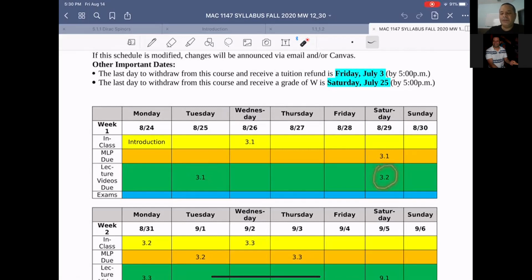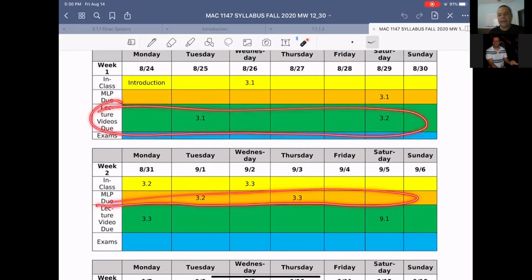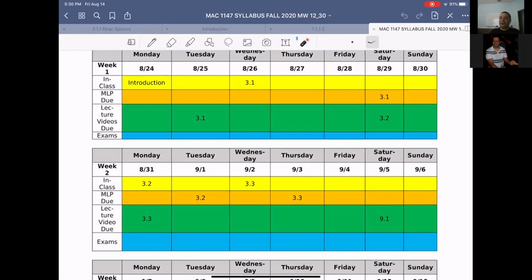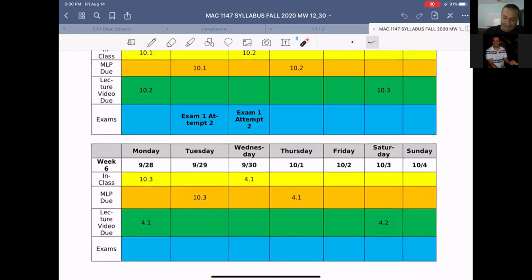Saturday, your 3.2 quiz will be due. Saturday also, your MyLabs Plus for 3.1 will be due. And you can sort of see how this is going to work. 3.3 video lecture due Monday the 31st. MyLabs Plus for 3.2 due Tuesday, and so on and so forth. So these are the MyLabs Plus that are due. These are the video lectures that are due. You just go ahead and watch them and answer the quizzes. That'll be your grade for that. And the rest of this is basically it.